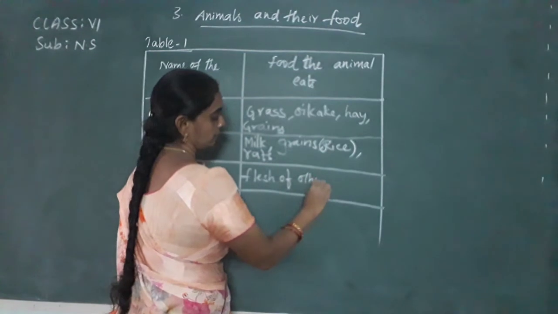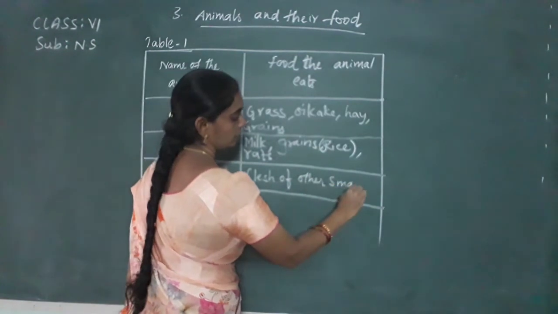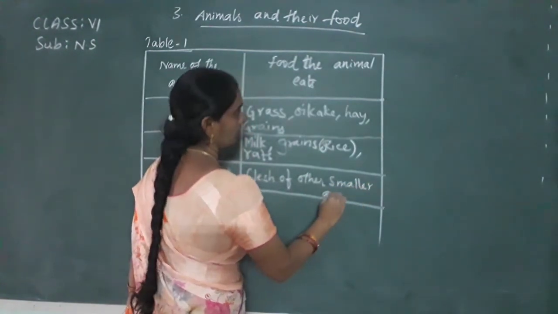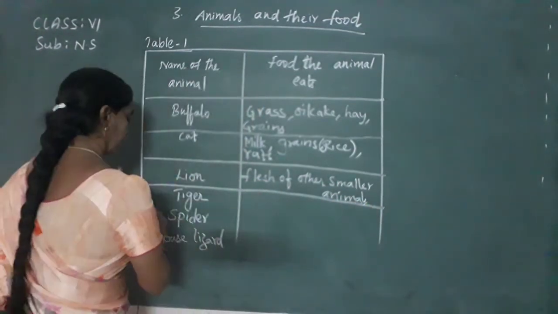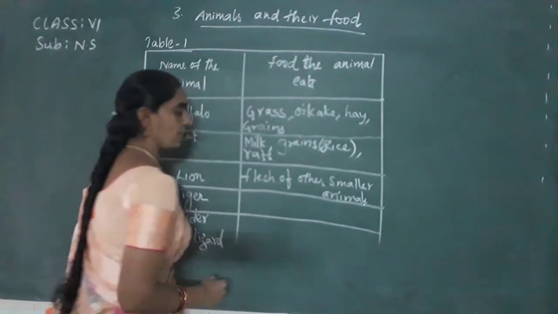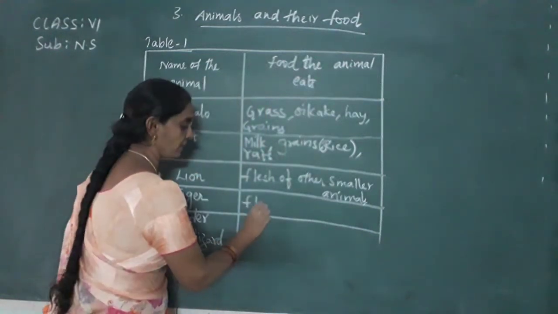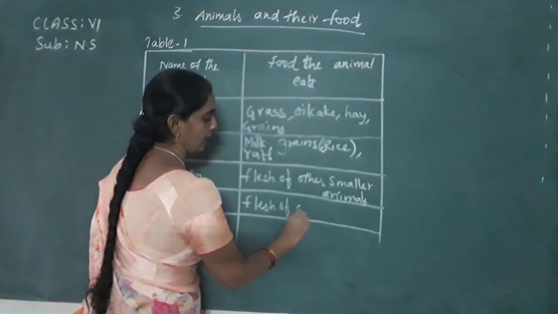Other smaller animals. Next, tiger. Tiger also the same thing. It also eats the flesh of other animals.